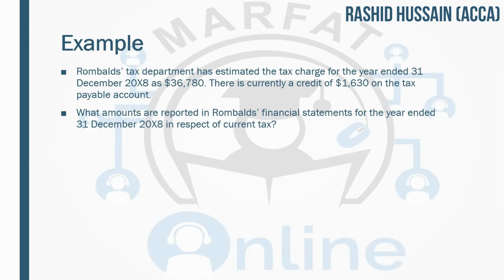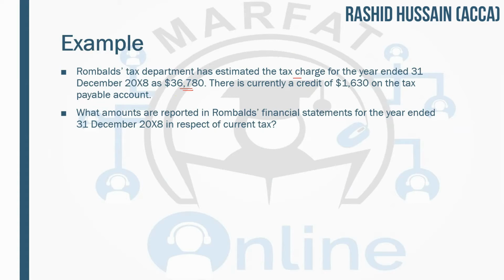So right now we have an example. Rompel's tax department has estimated the tax charge for the year ended 31st December 2008 as 36,780. So this is the current tax provision.